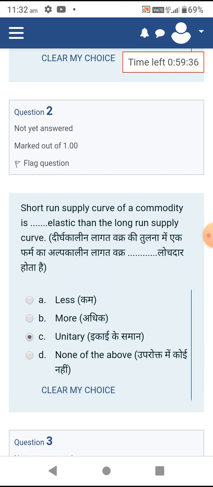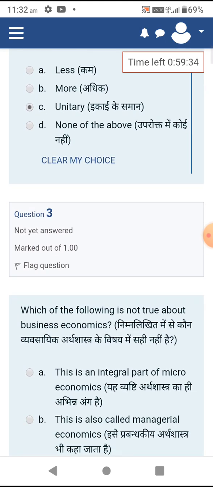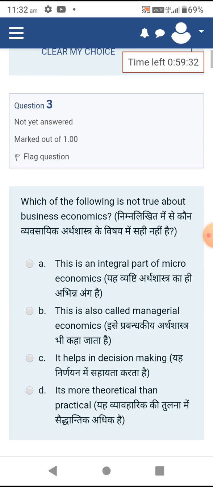Which of the following is not true about business economics? This is an integral part of microeconomics. This is also called managerial economics. It helps in decision making. It's more theoretical than practical.